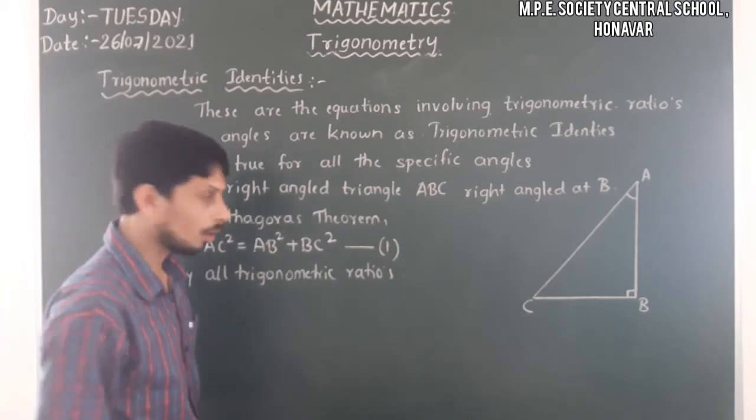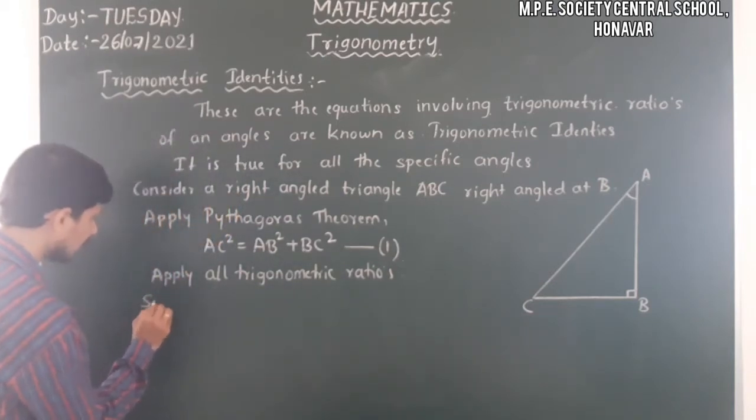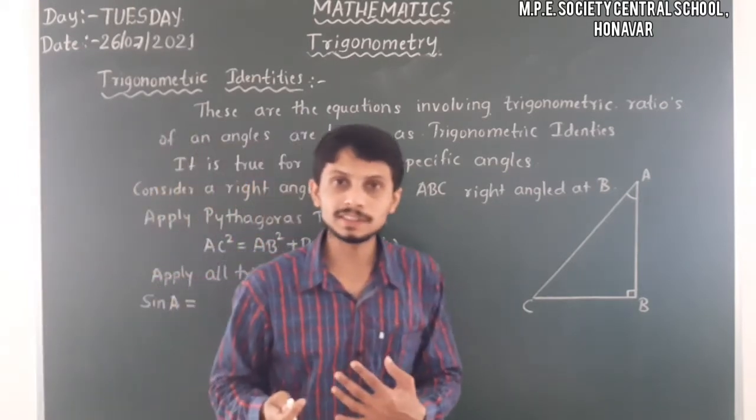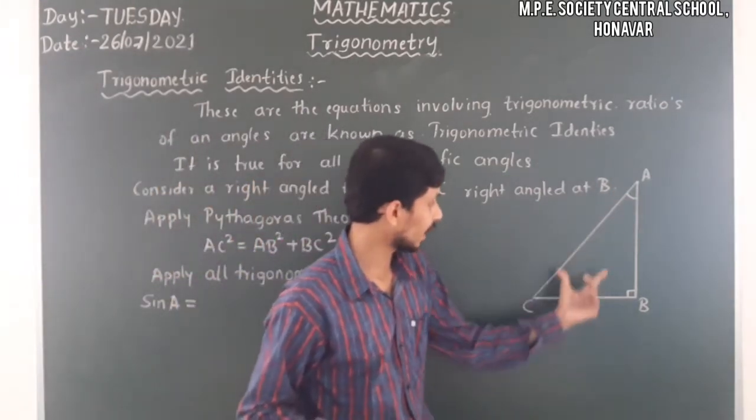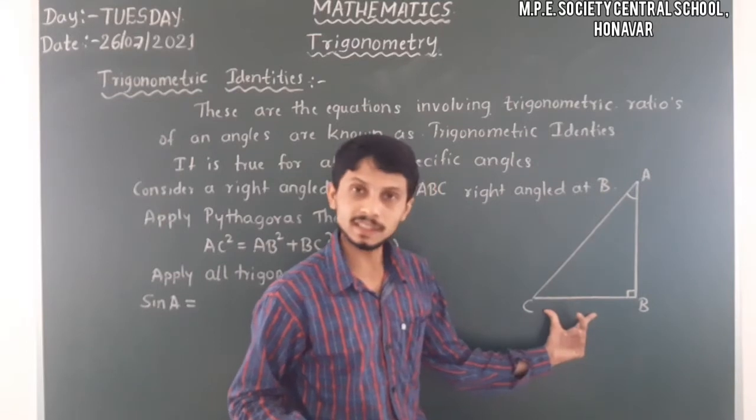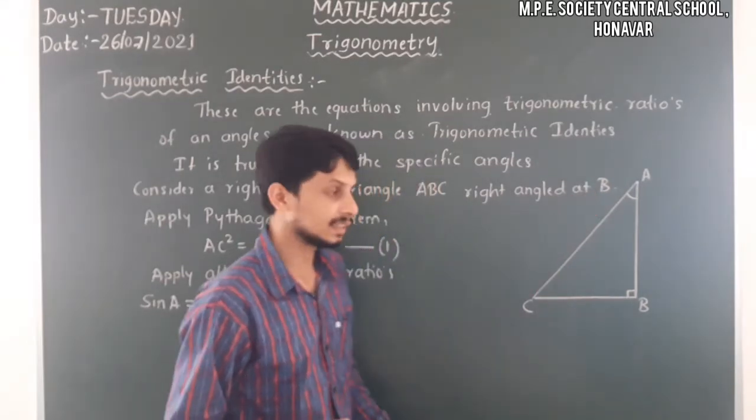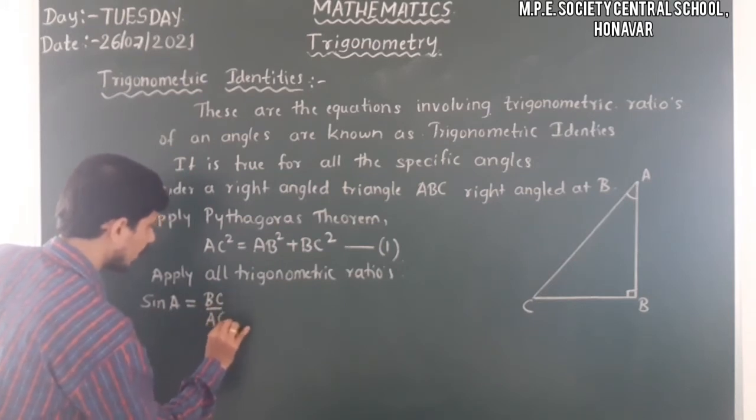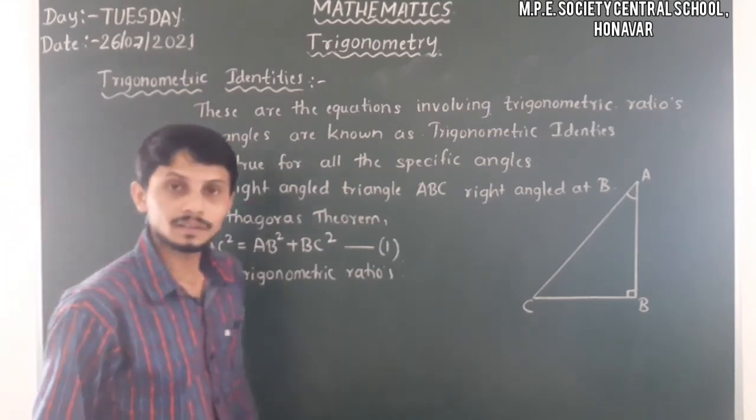Yes, so let us apply all the trigonometric ratios. First I will take sine A. Sine A is equal to opposite side by hypotenuse. That is, the side opposite to angle A is BC and hypotenuse is AC. That is BC by AC. Then cos A.